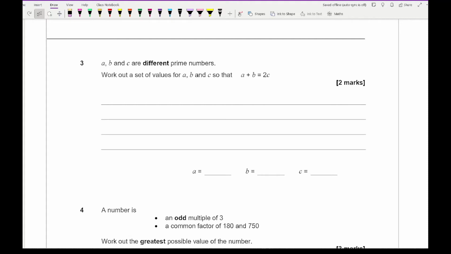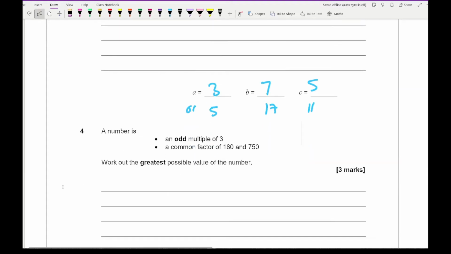One possible combination you could have is 3, not 2. Let's change that. So we've got 3, 7 and 5. That would work. Or another combination you could have is 5, 17 and 11. There are loads of different combinations you could have, but I would say those two are probably the most common that most students would pick.